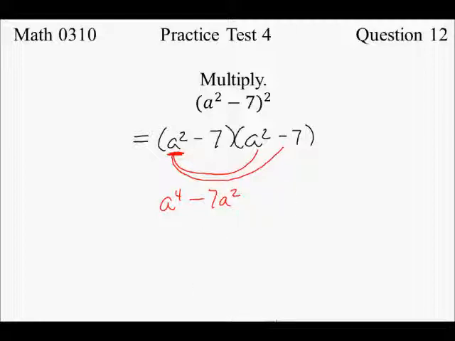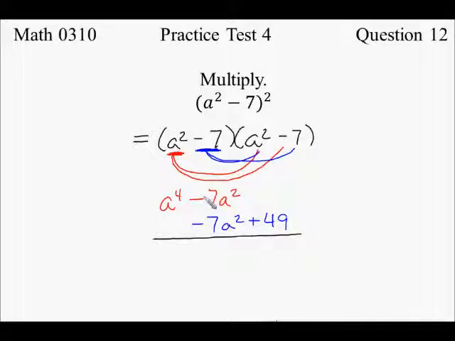Alright, and now we want to distribute the minus 7 into the second quantity. So negative 7 times a squared is going to give us another negative 7a squared. I'm going to write that below the a squared term that I already have. And negative 7 times negative 7, same sign would give us a positive, so that's plus, and 7 times 7 is 49. And now we can just combine our like terms here very easily.